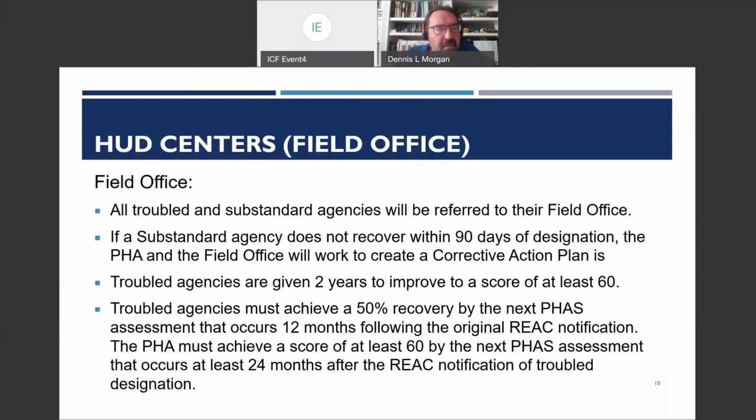You must achieve at least a 50% recovery by the next PHAS assessment that occurs 12 months after the original REAC notification. So you're looking to move that agency forward over that next 24 months to get that agency back on track, to get that agency out of troubled status. And sometimes it takes longer than 2 years in order to move an agency forward.